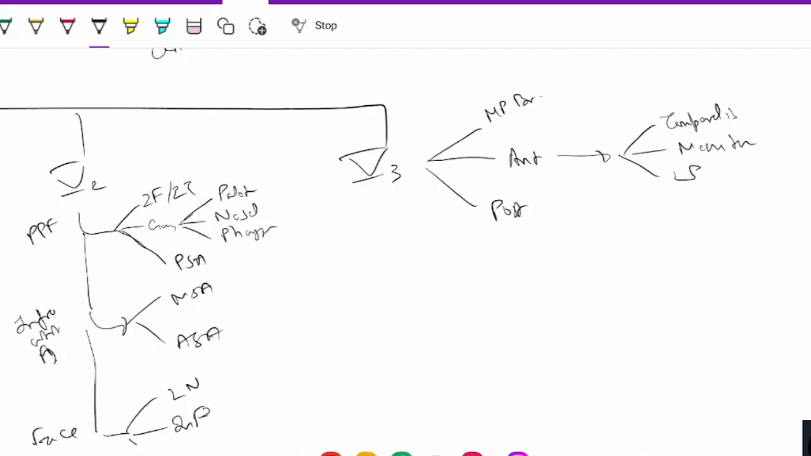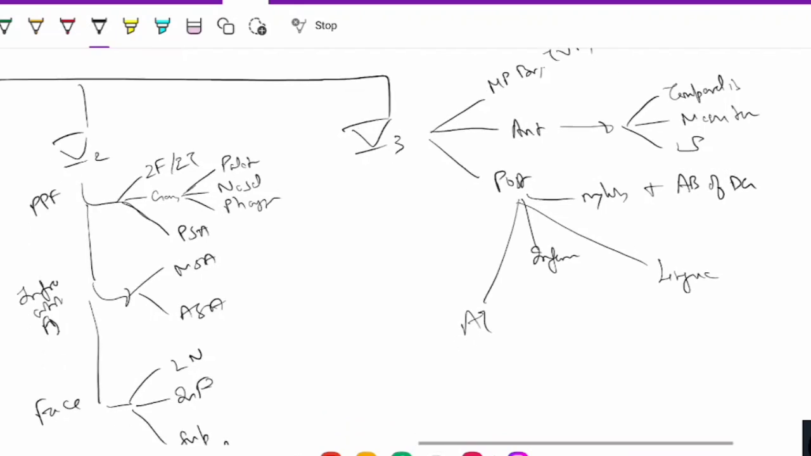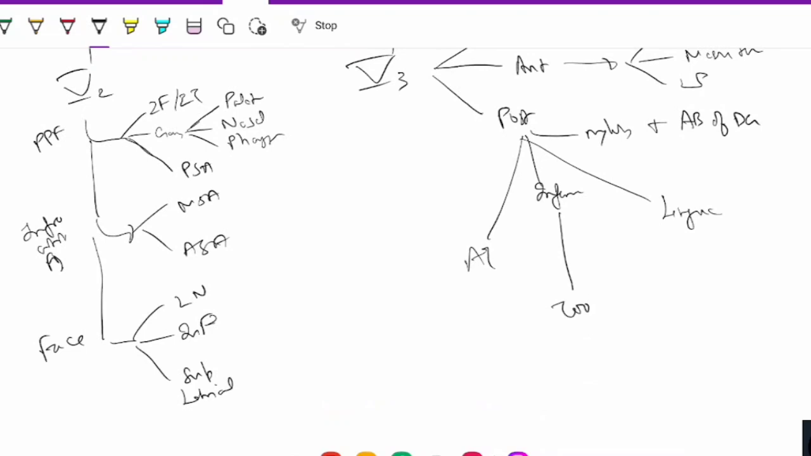And last is your posterior division. It gives off a mylohyoid branch, inferior alveolar, auriculotemporal, lingual. Mylohyoid also supplies the anterior belly of digastric. My medial pterygoid branch also gives rise to tensor veli palatini and tensor tympani. Inferior alveolar, that is tooth, lingual, that is tongue, plus lingual gingiva.